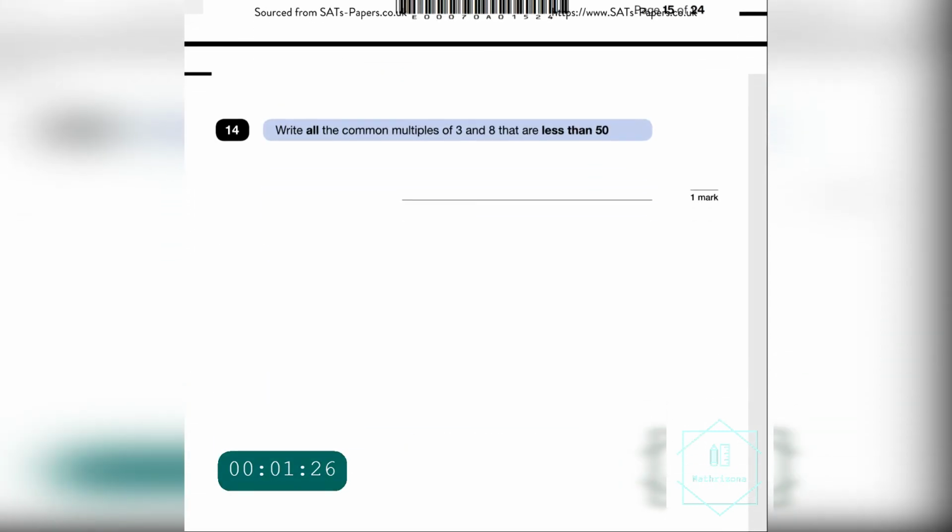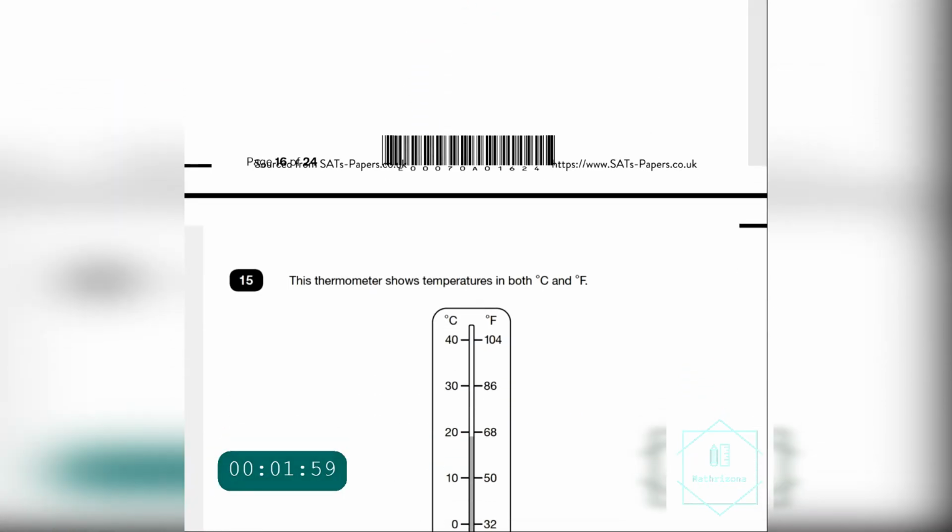Write all the common multiples of 3 and 8 that are less than 50. Now to calculate the common multiple, usually we look for any common factor between 3 and 8, but we don't have any common factor. So the first multiple will be 3 times 8, which is nothing but 24. And again, we will do 24 times 2, 48, which is still less than 50. That means our next value will be 48. So these are the only two common multiples of 3 and 8 which are less than 50. Right. Next question.